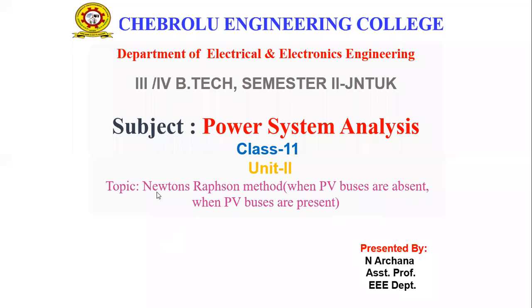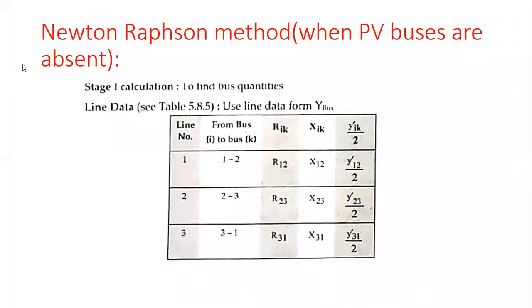Today we are going to discuss the Newton-Raphson method when the PV buses are absent and when the PV buses are present. In the previous class we discussed the Newton-Raphson method in polar and vector coordinates. First, stage 1 calculations to find the bus quantities.